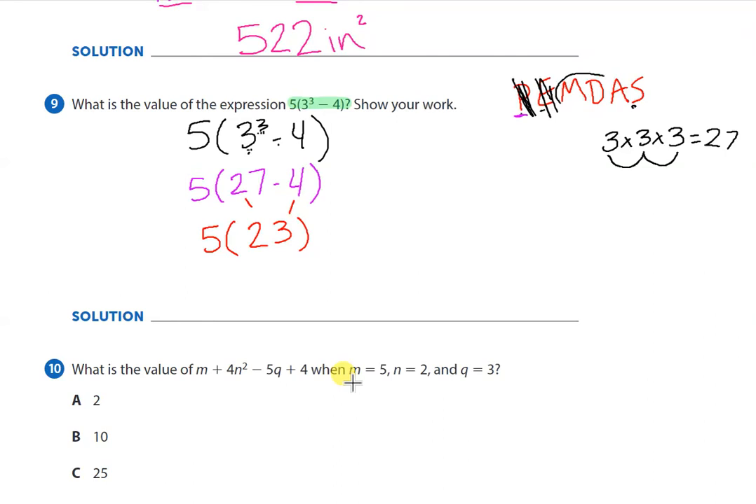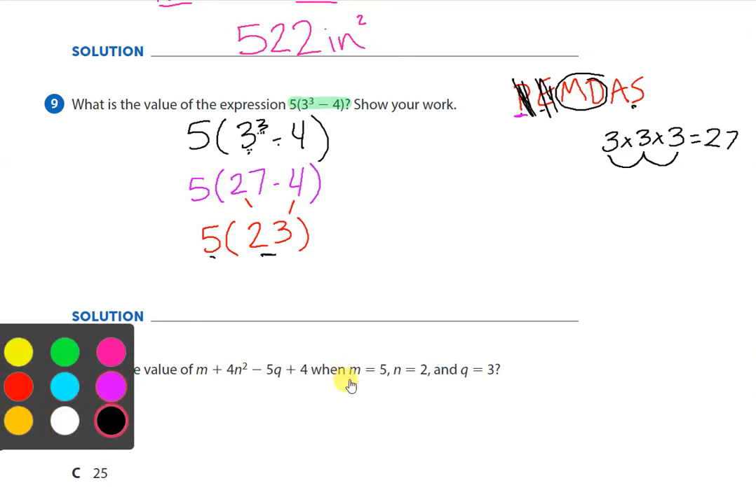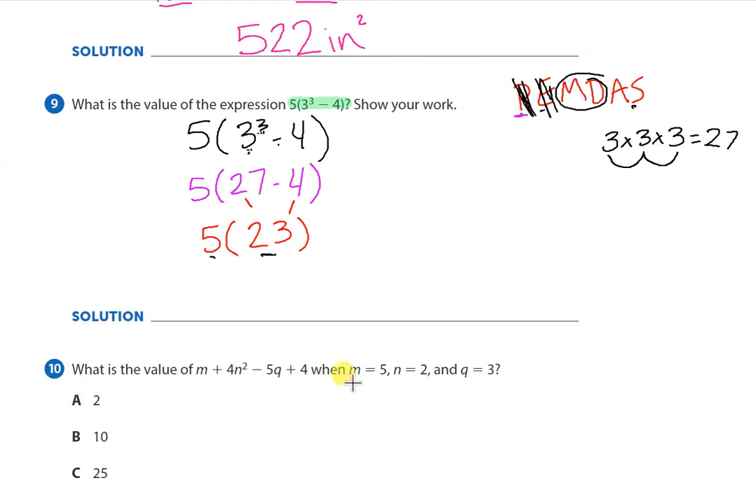There we go. So now we've done what's in the parentheses, which included an exponent. Now we're doing multiplication division, which is what we've got going right here. This is 5 times 23. 5 times 23 is, well, let's see. I know that 5 times 20 is 100. 5 times 3 is 15. So that's going to be 115. There we go.